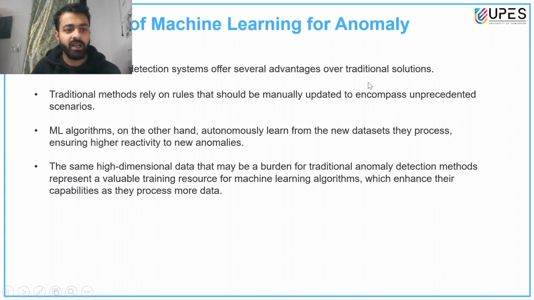Now we'll discuss the advantages of machine learning for anomaly detection. ML-powered anomaly detection systems offer several advantages over traditional solutions. Traditional methods rely on rules that should be manually updated, which uses a lot of manpower. But when we use ML algorithms, they autonomously learn from the new data sets they process, ensuring higher reactivity to new anomalies. The same high dimensional data that may be a burden for traditional anomaly detection methods represents a valuable training resource for machine learning algorithms.